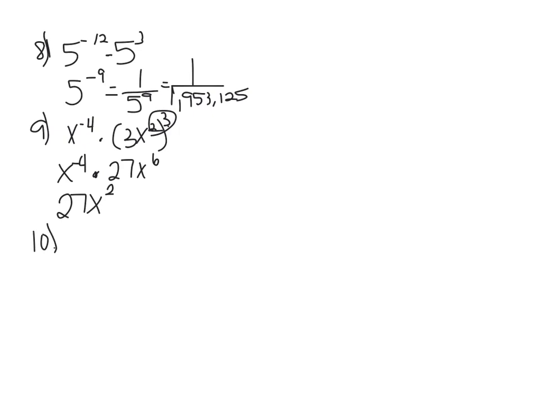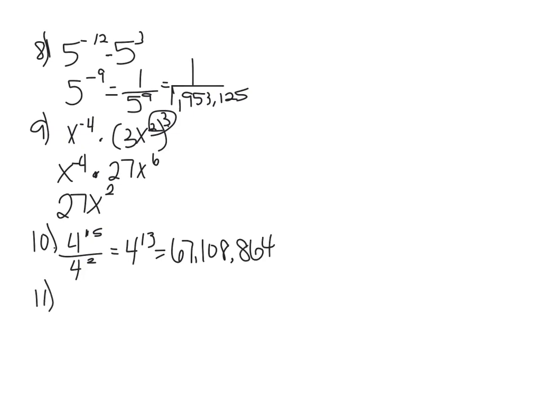Number 10, 4 to the 15th divided by 4 squared. And our quotient property says when we divide powers, we subtract the exponent, so we get 4 to the 13th power, which we could plug in a calculator and get 67,108,864.